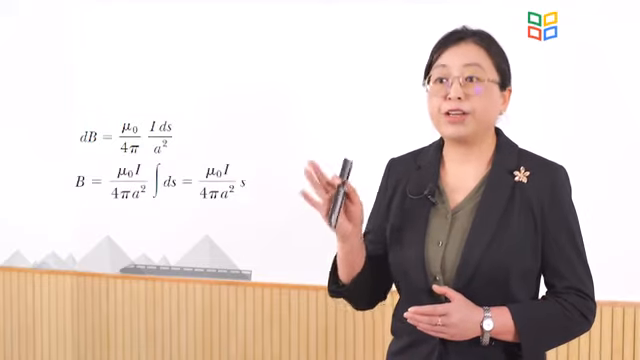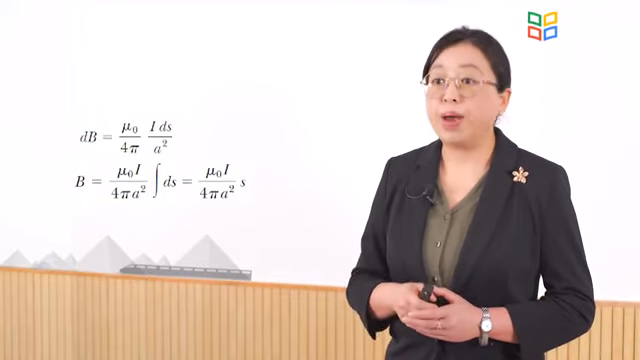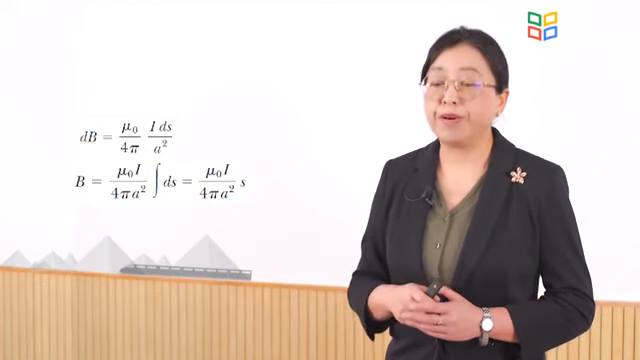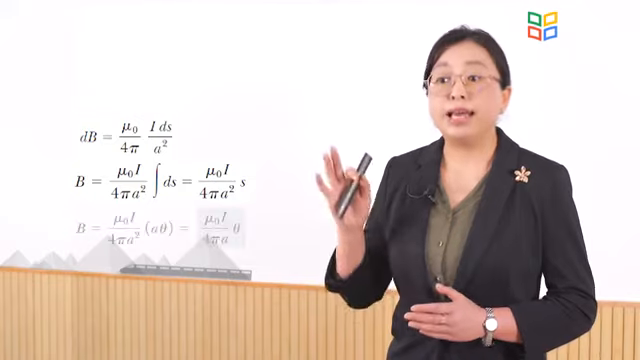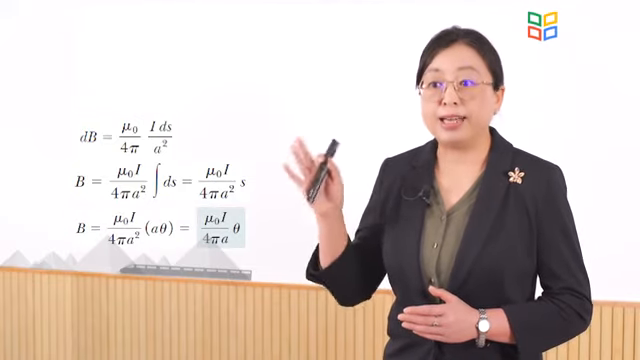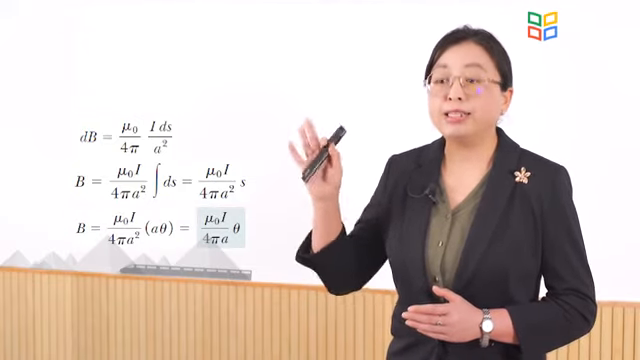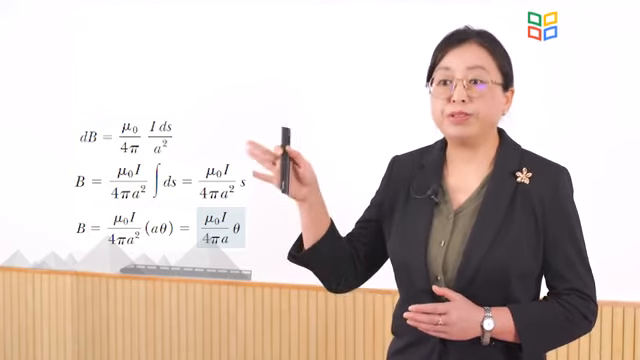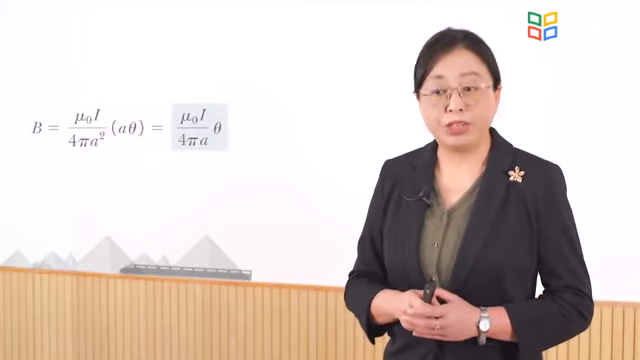Integrate dB over the curved path AC, where A and I are constant and they can be removed from the integral sign. The line integral of ds is S, which is A times theta. So we have this expression for the field B. Well, please look at this expression. I have a question here.